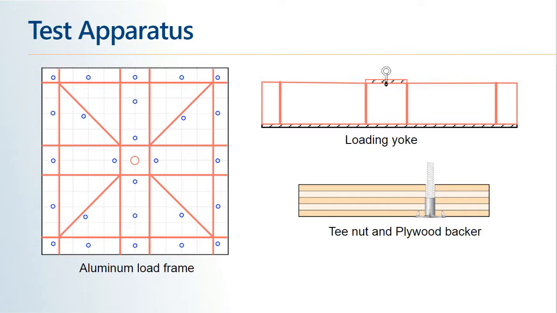welded onto the frame. In the upper right there, that's a section view through the apparatus, which shows the centrally placed loading yoke that would be used to connect the frame to what was going to be applying the force to the samples. Then finally, down the lower right-hand corner, we have how the frame was connected. That's again with the plywood backers that had the T-nuts installed, and then the 3/8 inch threaded rod.